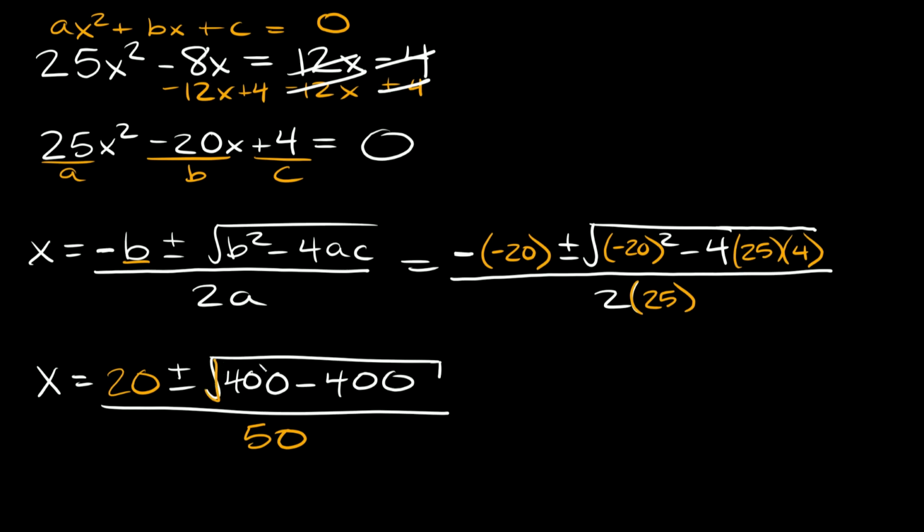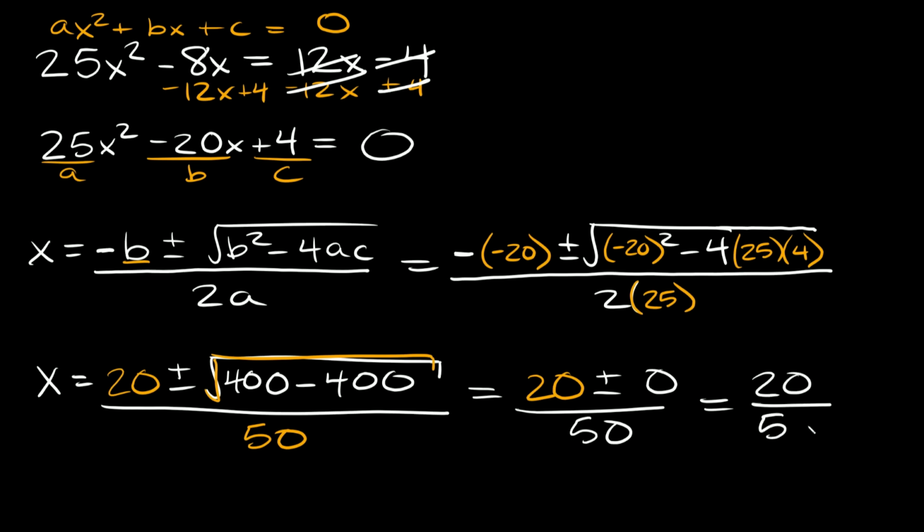Okay, 400 minus 400 is equal to 0. So here we just have the square root of 0. And the square root of 0 is just 0, right? So here we're going to have 20 plus or minus 0. We can write it out. So we're going to get that x is equal to 20 plus or minus 0, and then that's all over 50. Okay, so we would get two answers, but in this case, we're only going to get one answer, right? Because 20 plus 0 and 20 minus 0 are the exact same thing. They're both just equal to 20. So here we really just get one answer. So we just wind up with 20 over 50, right? So that's our only solution.